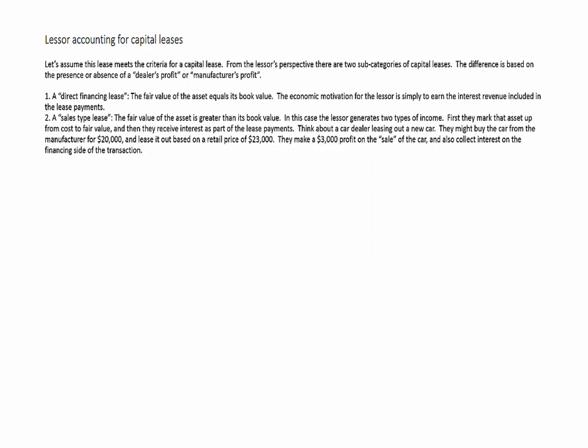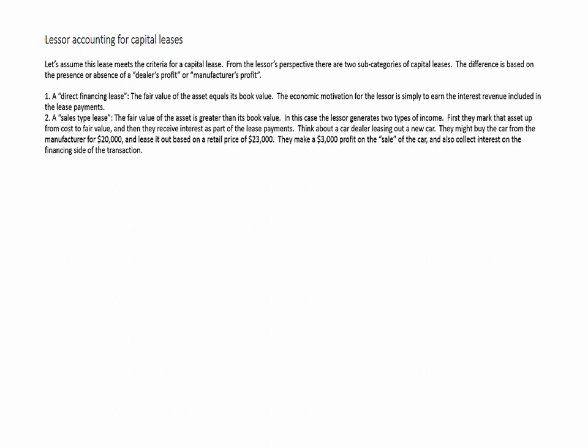In contrast, we also have what are called sales-type leases. In this case, the book value of the asset is less than its fair value. In this case, the lessor generates 2 types of income. First, they mark the asset up from cost up to fair value, and then they lease the asset out based on the fair value and earn interest on the lease payments.